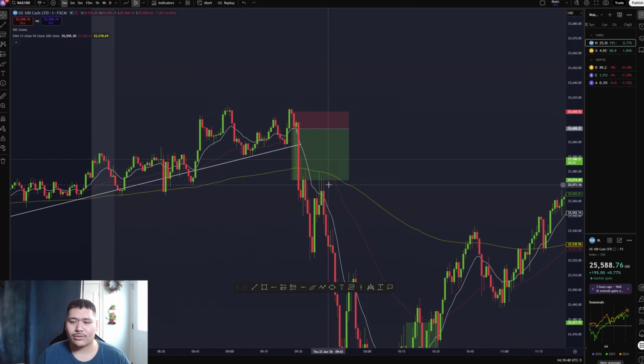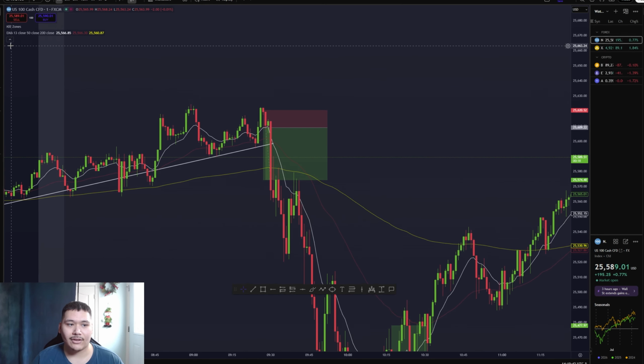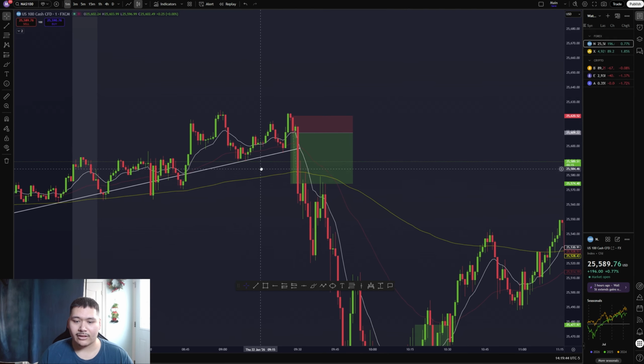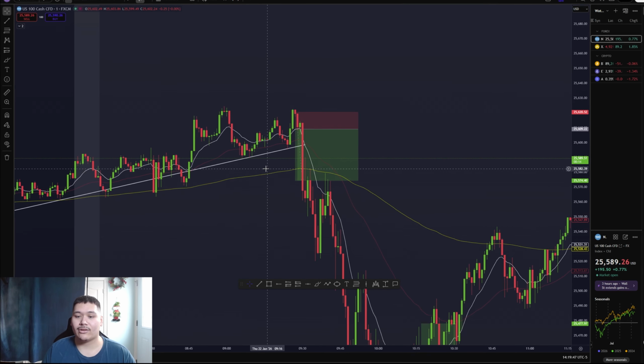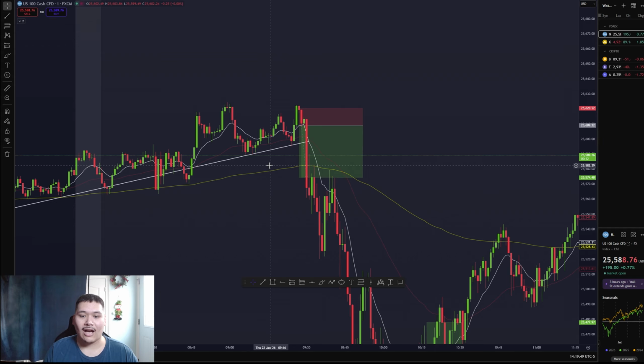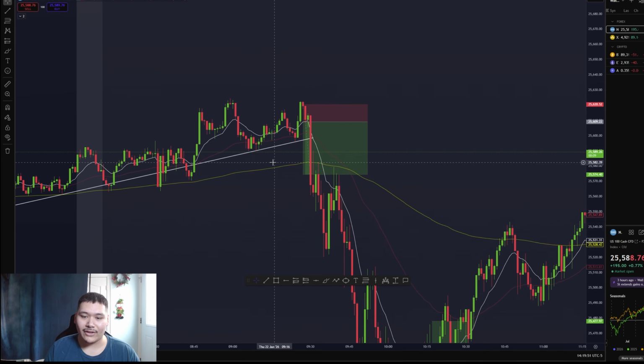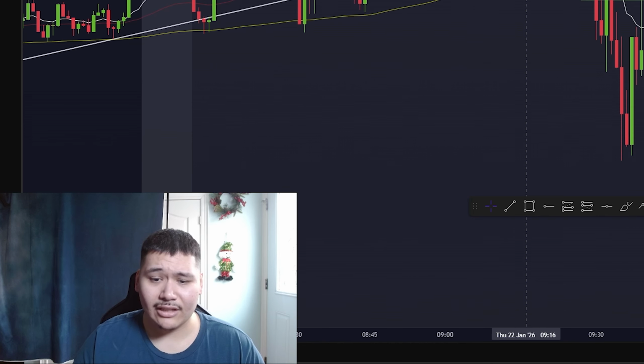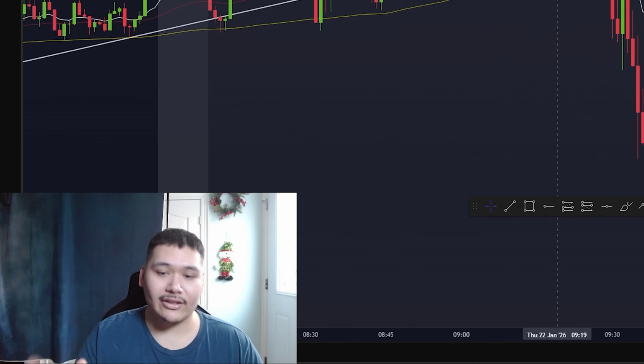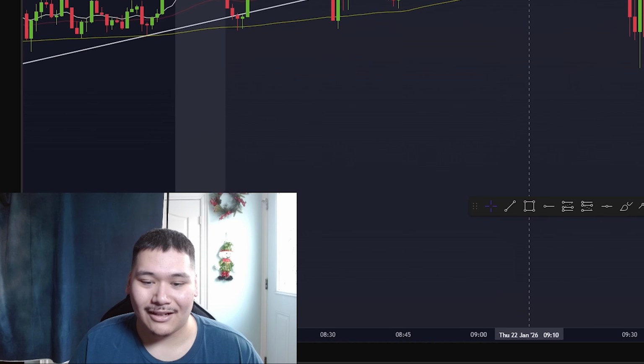Now, there are a couple of entry styles I do utilize. I have a conservative and an aggressive one. The conservative one will yield better results. The aggressive one will yield higher profits, but it's very, very aggressive and very dangerous, and I do not recommend using it unless you're experienced and can read candles really well.